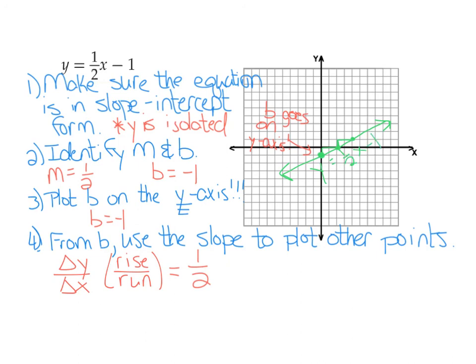A couple of things to check. Notice, what kind of slope does this line have? 1/2 is positive, right? A positive slope. Did the line we drew have a positive slope? It does. Okay, so this is one example of how to graph a line in slope-intercept form. We will do more with it in class.